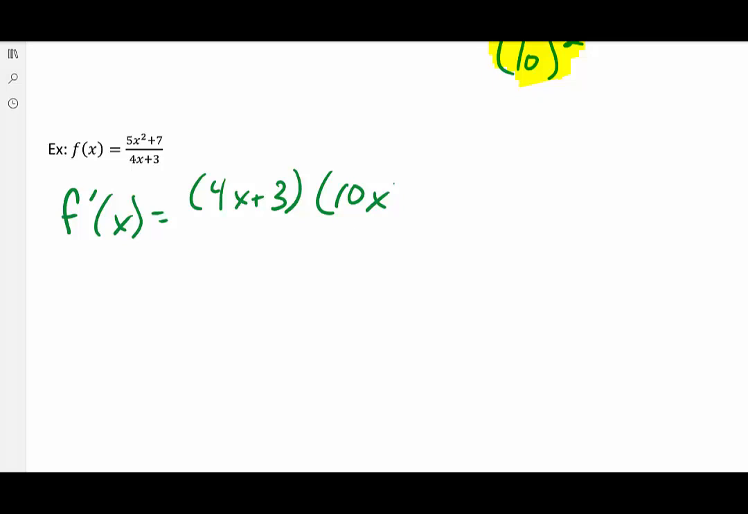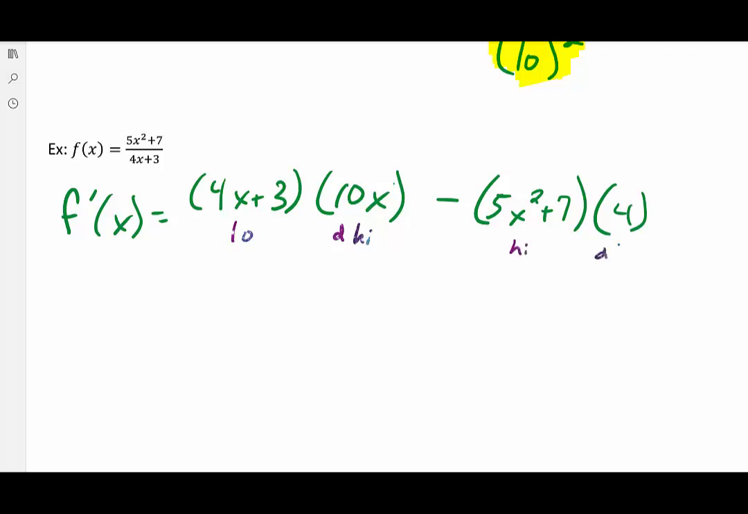minus high, 5x squared plus 7, times d low. So the derivative of 4x plus 3 is just a 4. Once again, labeling helps. So this is high d low. And we put this entire difference over low squared. So simply just put it as a 4x plus 3 quantity squared. Okay?